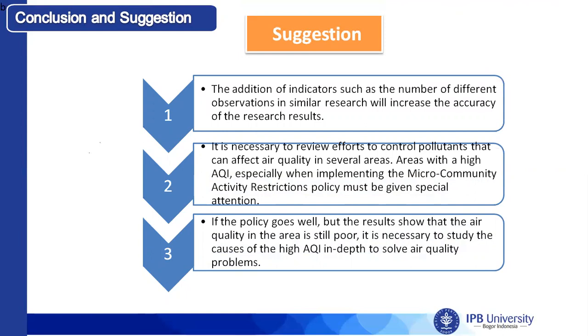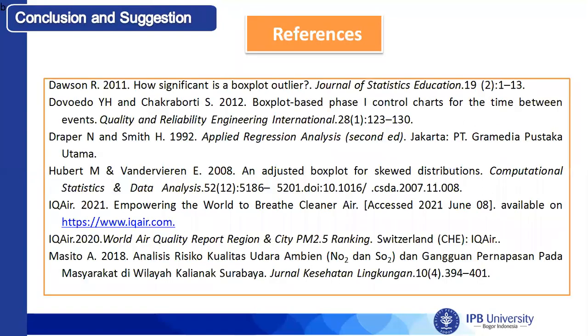And for the government, it's necessary to review efforts to control pollutants that can affect air quality in several areas. Areas with a high air quality index, especially when implementing the micro-community activity restriction policy, must be given special attention. And if the policy goes well, but the results show that the air quality in the area is still poor, it's necessary to study the causes of high air quality index in depth to solve air quality problems.